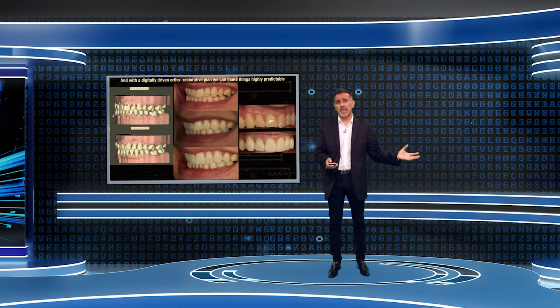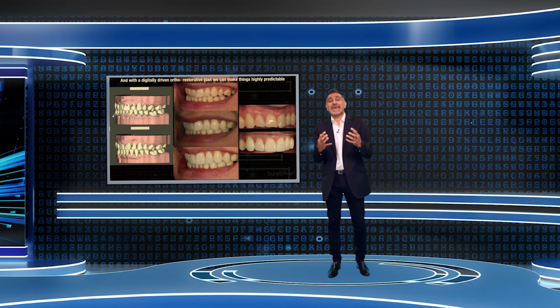From something simple like that case to something more complex like this, someone who's got obviously a lot of wear going on, a lot of anterior tooth surface loss, I will commonly use SureSmile aligners to actually get the teeth to the right position for function before I then go ahead and restore them, to make sure that the long-term situation for this patient is absolutely predictable.